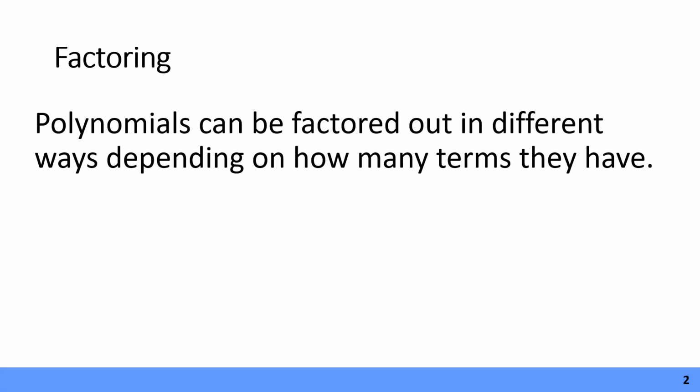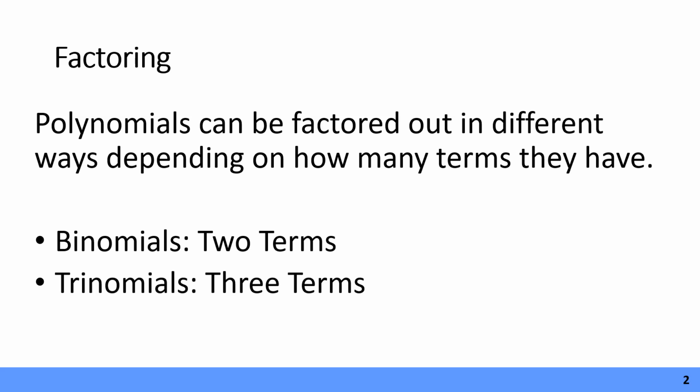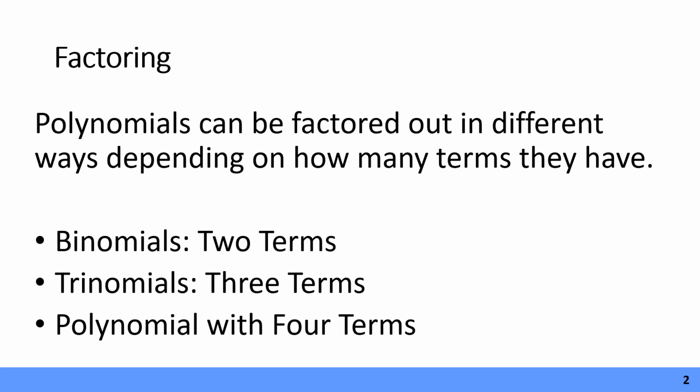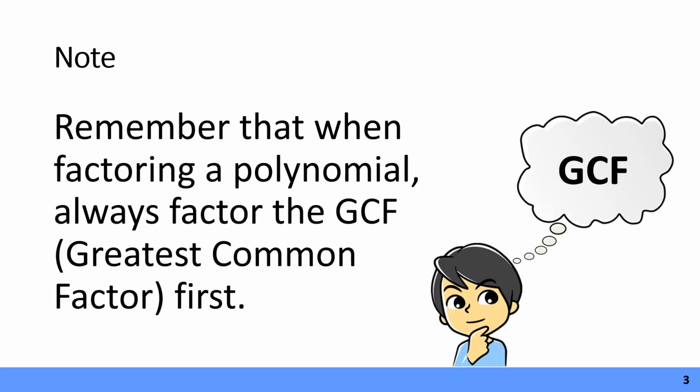So when you see a problem on your homework or on your test that says factor, you first have to identify what kind of problem you have. So first thing you're going to do is ask yourself, do I have a binomial? And a binomial is a polynomial that has two terms. Do I have a trinomial, which is a polynomial that has three terms? Or do I just simply have a polynomial with four terms? These are the three different types of polynomials you're going to learn how to factor in this section.